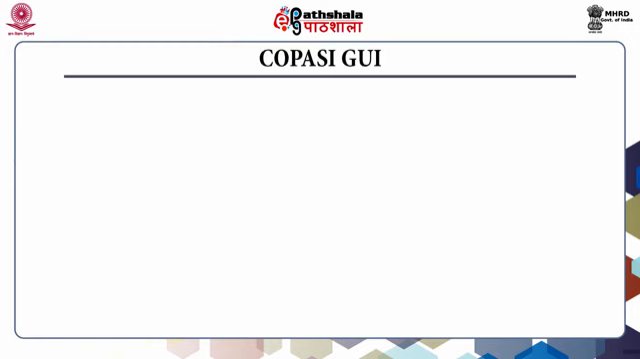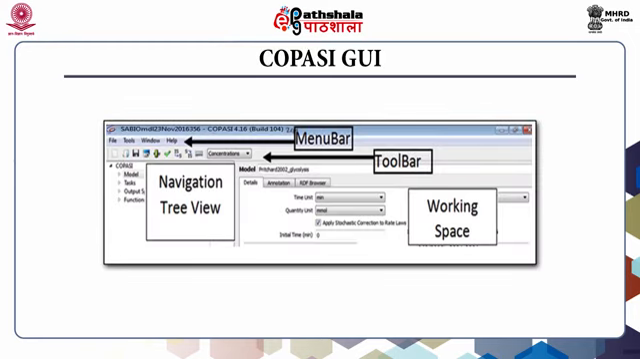The COPASI window will open and it has 4 graphic user interface elements, that is 4 GUI elements. On the top is the menu bar having various menus. Below the menu bar is a toolbar for the frequently used commands. Below the toolbar, there are 2 panels. The left panel is the navigation tree containing nodes which can be expanded, and the right panel is the working space where various values can be entered.